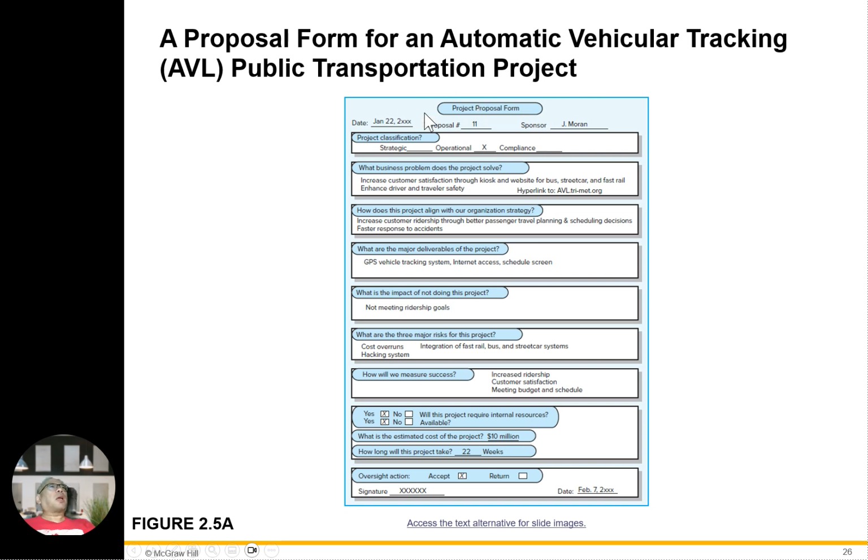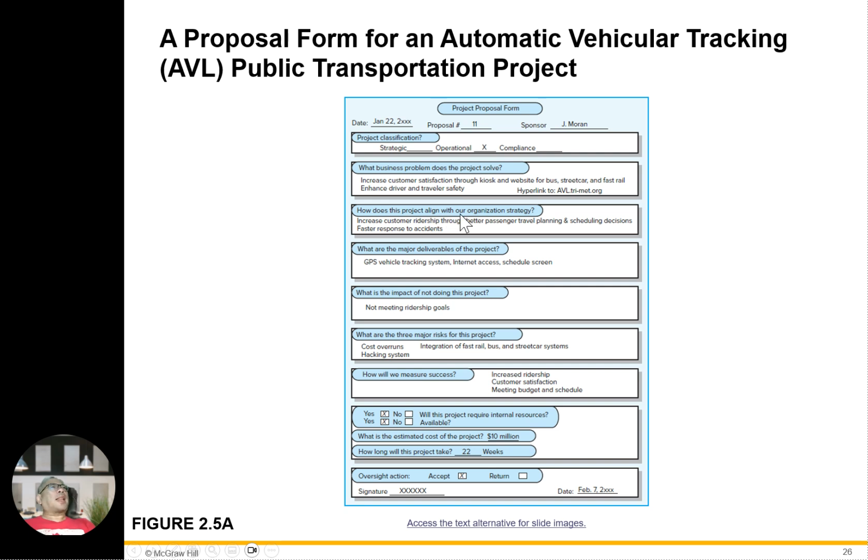This is a typical project proposal. There's a proposal number 11, sponsored by J. Moran. Project classification: this is a typical operational site. What business problem does the project solve? Increase customer selection through kiosks and website for bus, streetcar, and fast rail. Enhance driver travel safety. That is what the project solves.